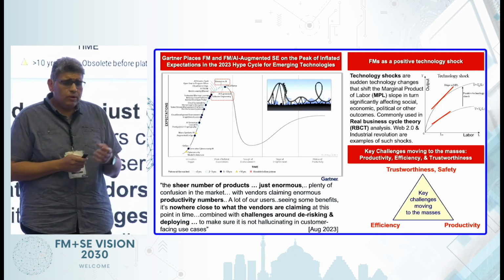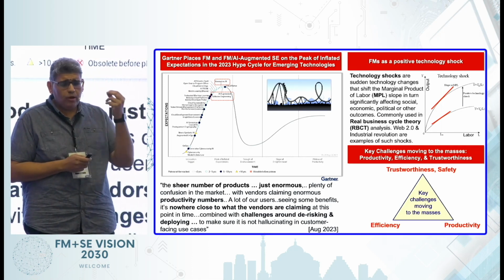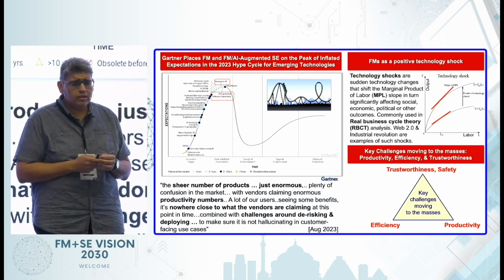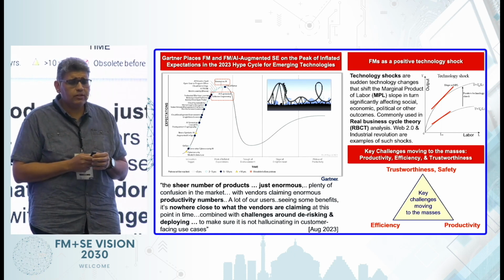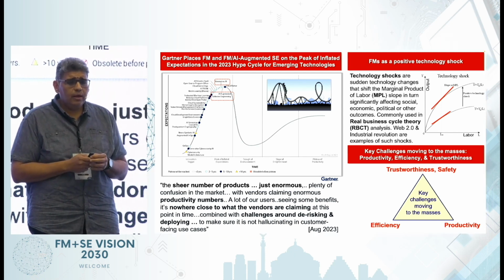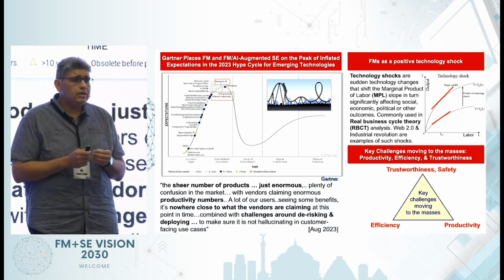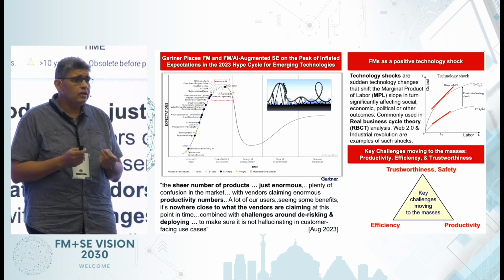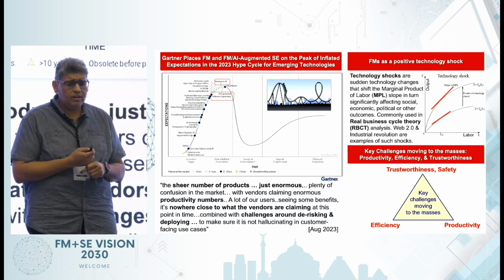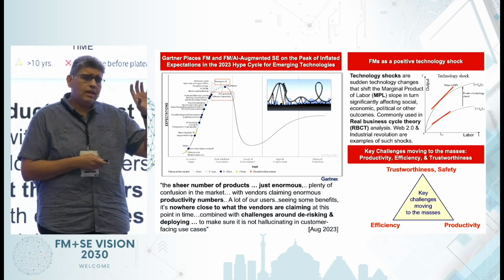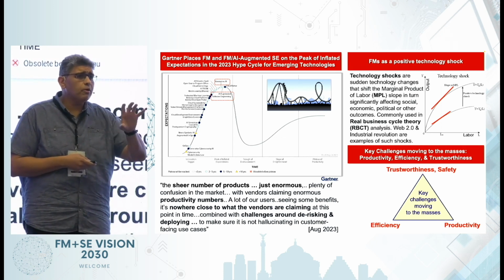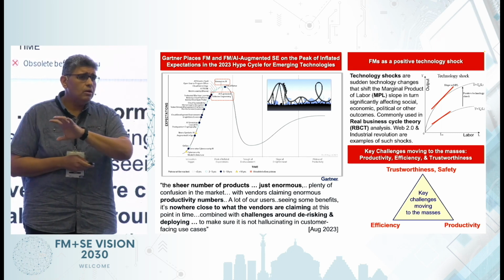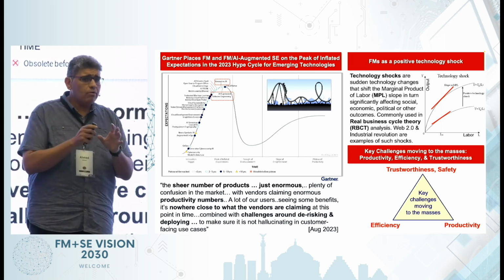Now, key points here: when something gets placed at the height of the inflation, the height of the expectation curve in the hype cycle, basically what that means is there's a lot of promise on it, but there's a lot of inconsistency in that promise. And that comes around trustworthiness and safety, efficiency, productivity. So how can you take something from cool demos to real products to trustworthy products? And this is where we are right now with foundational models.